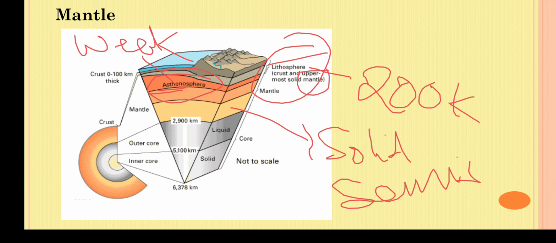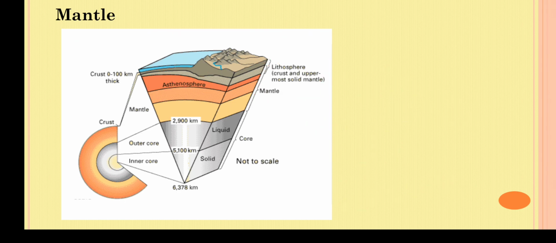Now we will talk about the third layer, which is the core. The core is divided into two layers, the outer core and the inner core. The outer core is in liquid form and the inner core is in solid form. So how can we detect that it is in liquid form and solid form? The earthquake wave velocity helps in understanding the existence of the core of the earth.